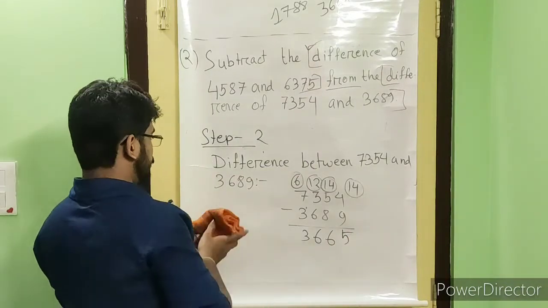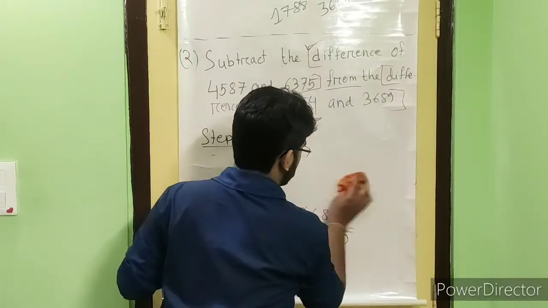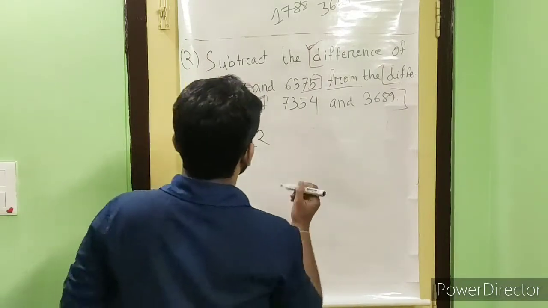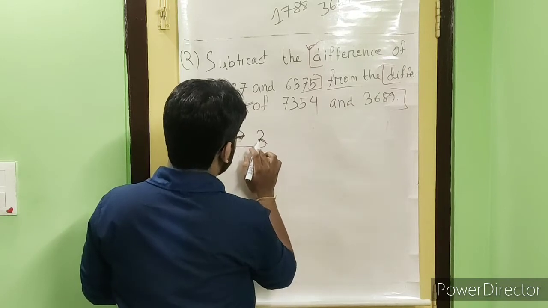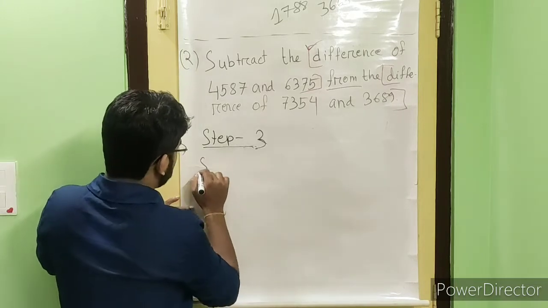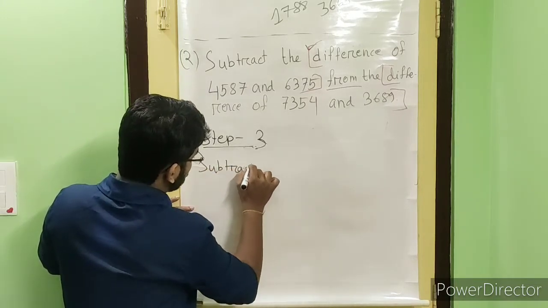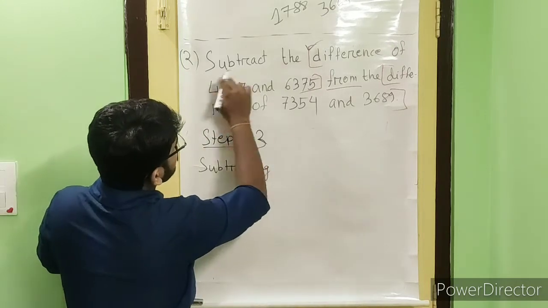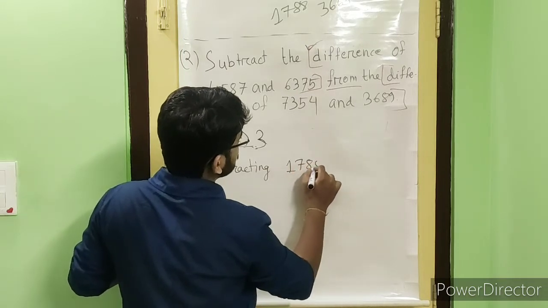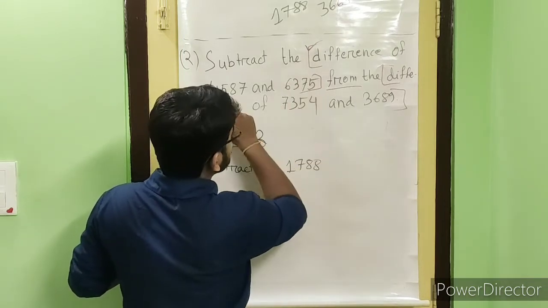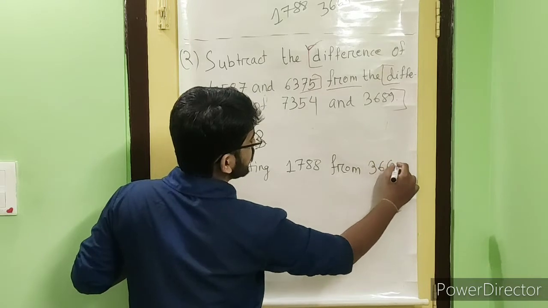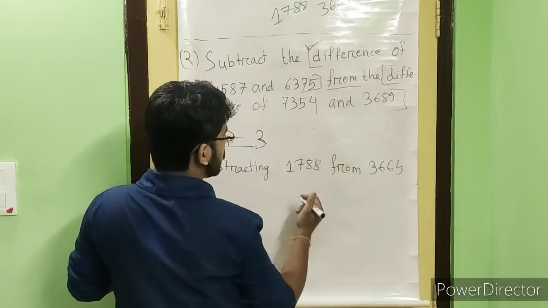Now the last step. Step number 3. Now the final one. Subtracting. The word subtracting will be appropriate here because at first it has been given to us. Subtracting 1788, the difference which comes from this calculation, from 3665, the difference came from this calculation.